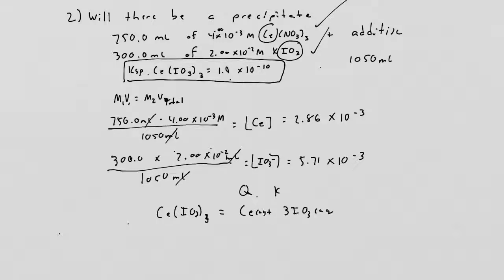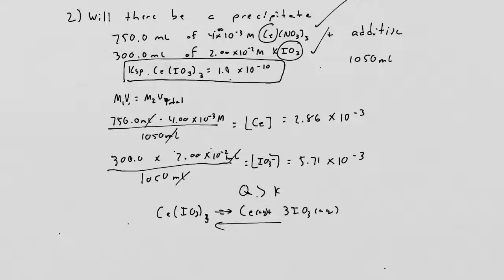So once we set this up, if we have the KSP value, we can see if Q is greater than K, because the essential idea is if Q is greater than K, it's going to shift to the left. If Q is smaller than K, it's going to shift to the right, which means more of it will dissolve, or you could add more and it will dissolve. So if Q is greater than K, we're going to get a precipitate. And if we get that, then we can ask other problems like how much will precipitate, what mass will precipitate, and they will definitely ask those things on the AP exam.